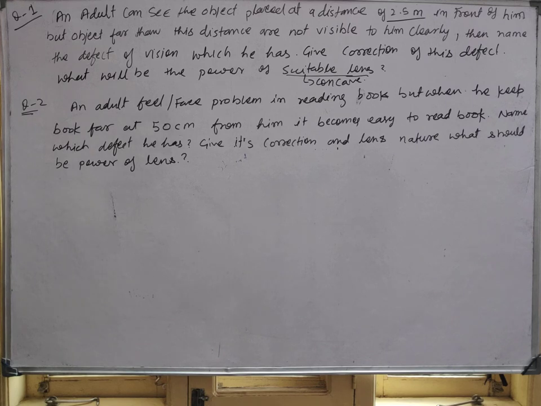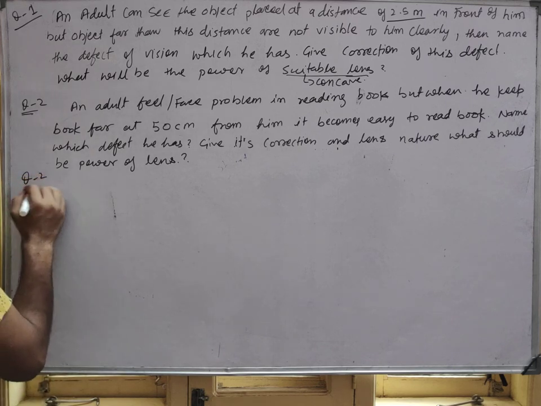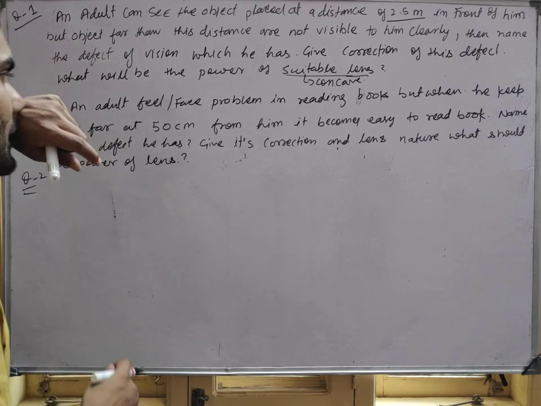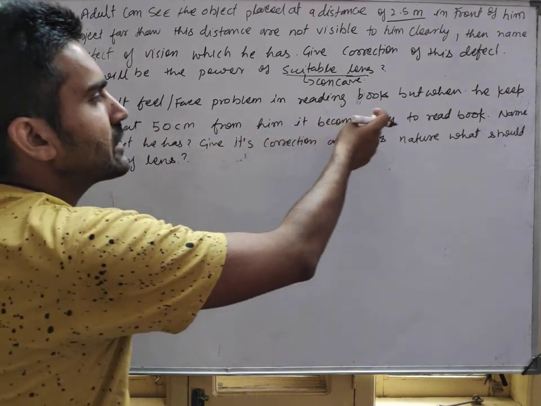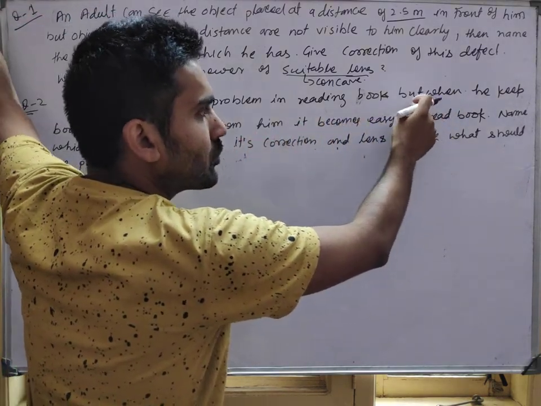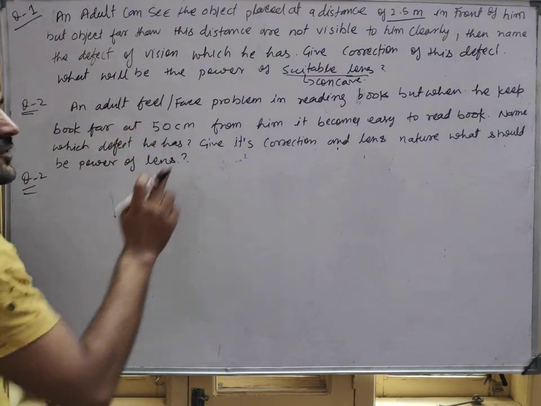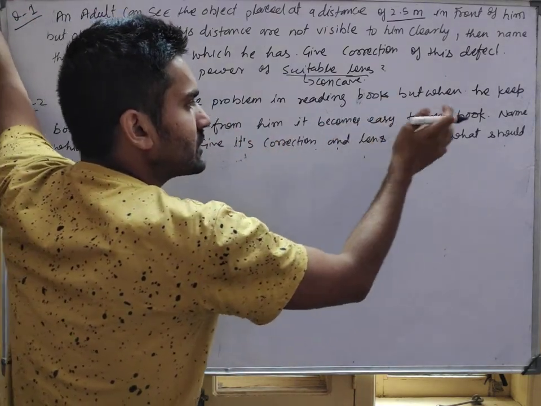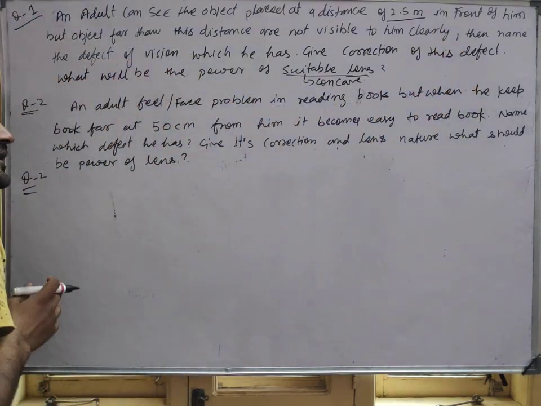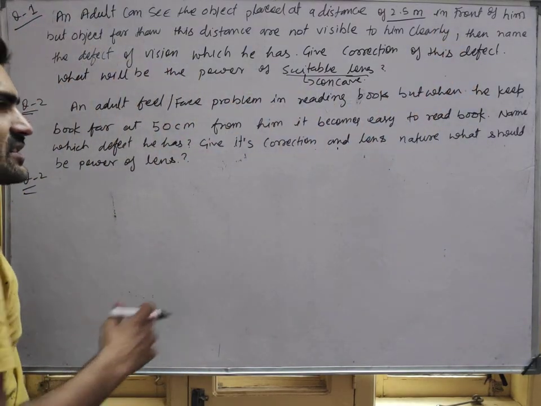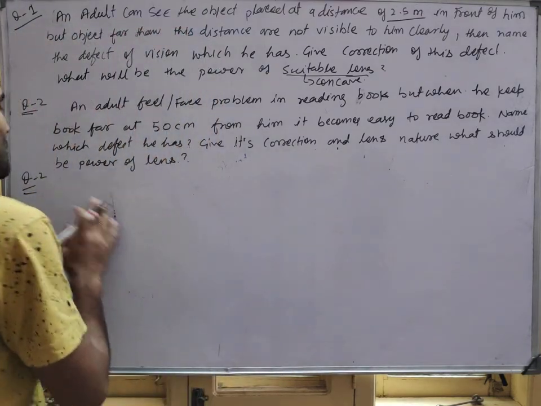So let's solve this question. Question number 2. An adult faces a problem in reading a book, but when he keeps the book far, at 50 centimeters from him, it becomes easy to read. Name which defect he has. Give its correction and lens nature. What should be the power of the lens?